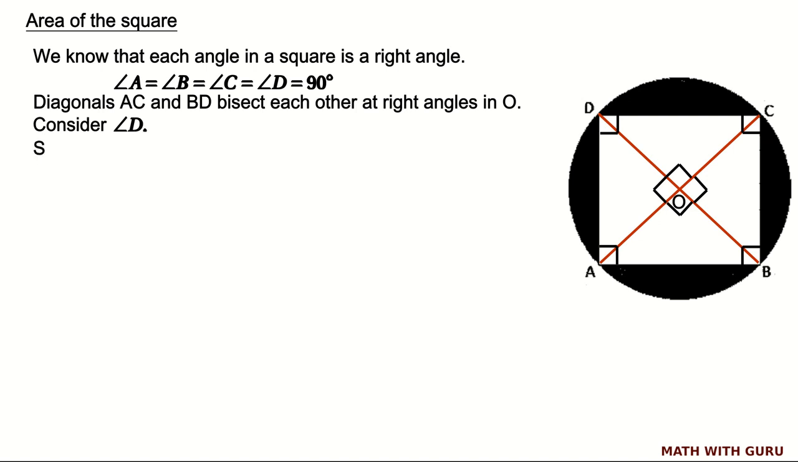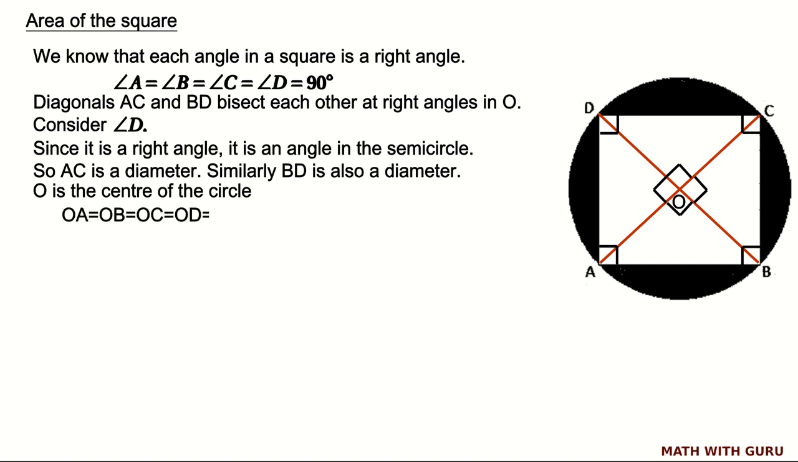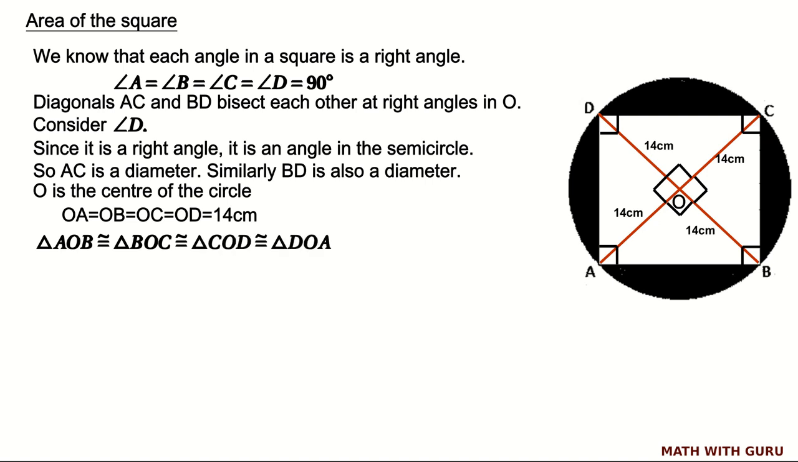Consider angle D. Since it is a right angle, it is an angle in the semicircle. So, AC is a diameter. Similarly, BD is also a diameter. O is the center of the circle. OA equals OB equals OC equals OD, each equal to 14 centimeters. Now, triangle AOB, triangle BOC, triangle COD, triangle DOA, all are congruent.